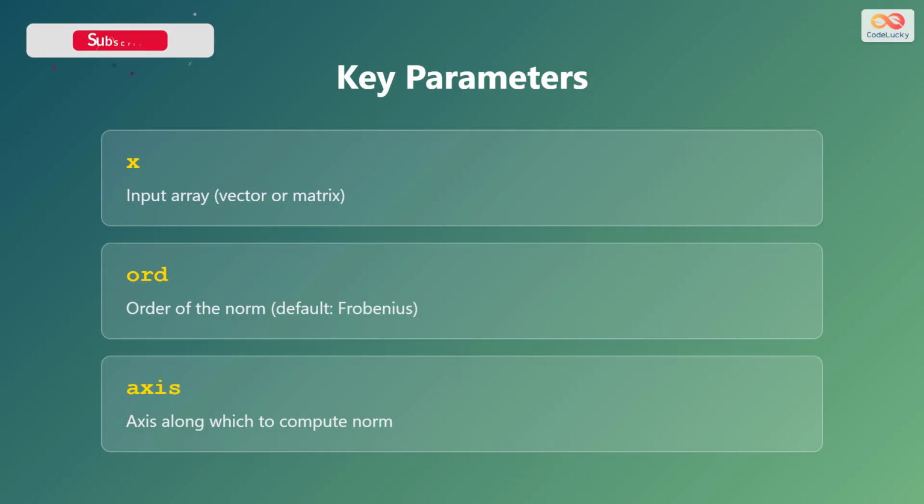Let's break down these parameters in more detail. The x parameter is your input array, which can be either a vector or a matrix. The ord parameter determines the type of norm you want to calculate, with the default being the Frobenius norm for matrices. The axis parameter allows you to compute norms along specific dimensions of your array, giving you fine-grained control over the calculation.